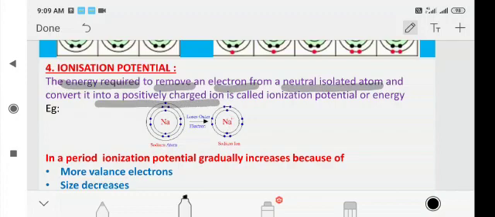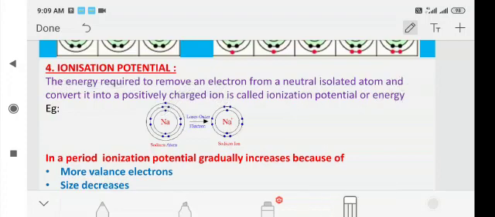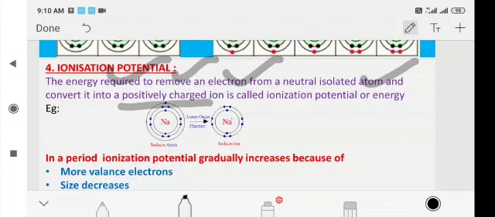So in simple language, the energy required to remove one electron from an atom, that energy we call ionization potential or ionization energy. Look at this example, sodium. Sodium has 1 electron in the last shell, and by removing that 1 electron, it becomes Na+. So once again, let me repeat: the amount of energy required to remove an electron from an atom and convert it into a positively charged ion is called ionization potential.